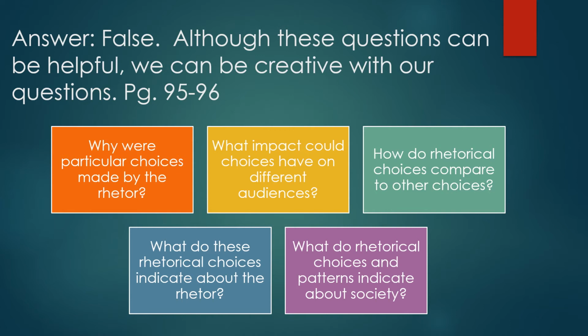How do rhetorical choices compare to other choices? For this, we can compare main points, compare rhetorical devices, like if they're using metaphors over similes or things like that. The fourth one, what do these rhetorical choices indicate about the rhetor? Why would a rhetor maybe use one rhetorical pattern over the other? And what do rhetorical choices and patterns indicate about our society? This is a big picture question, kind of like the grand scheme of things.